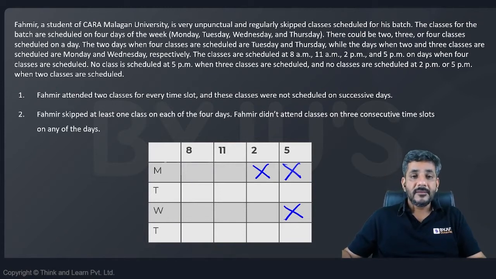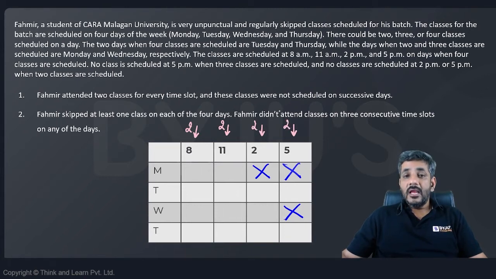Next, what about the next thing? He says Fahmir attended 2 classes for every time slot, and these classes were not scheduled on successive days. So he had 2 classes at 8 slot, 2 classes at 11 slot, 2 classes at 2 o'clock slot, and 2 classes at 5 o'clock slot. And these classes were not scheduled on successive days. So at 5 o'clock, can I say the only 2 slots available are on Tuesday, Thursday? And he must be having 2 classes at 5 p.m. So therefore, he must have attended the class here. He must have attended the class here. F means Fahmir attended the class at this time.